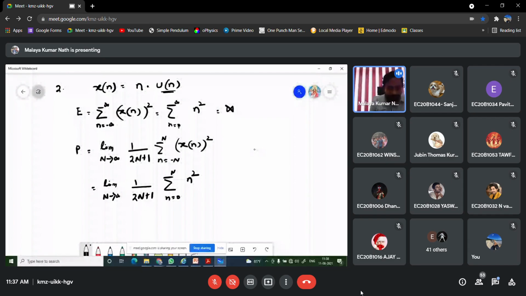So in this case, energy is equal to infinity and power is also equal to infinity. I told you there are certain conditions in which energy is finite and power is equal to 0, which gives rise to an energy signal. There are certain signals in which energy is infinite and power is finite, and those are nothing but power signals.